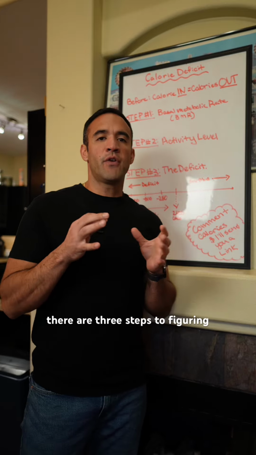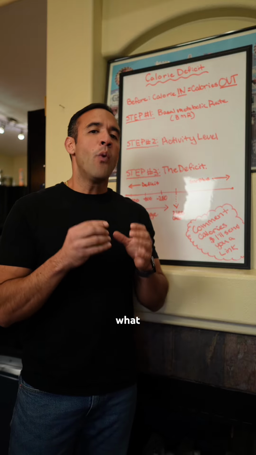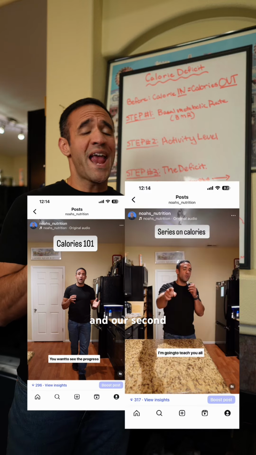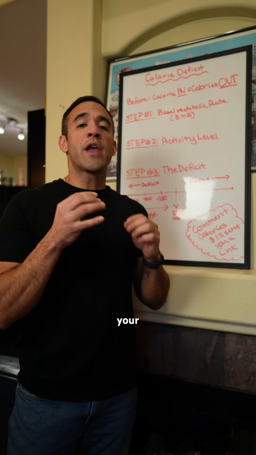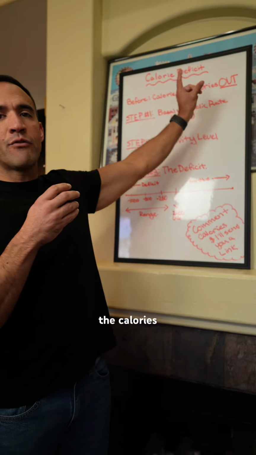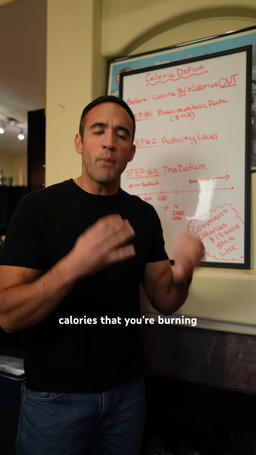There are 3 steps to figuring out your calorie deficit. And actually the first 2 steps are just figuring out what your maintenance level of calories is. And if you remember from our first video and our second video on calories, your calorie maintenance is when your calories in equals the calories out, right? The amount of calories that you're eating is equal to the amount of calories that you're burning every single day.